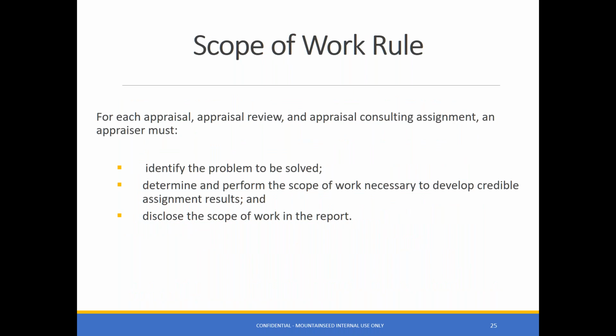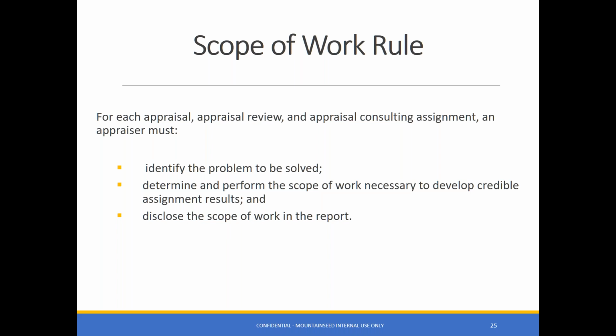Scope of work rule. This is pretty basic, however, very important, because what really determines what's going to be in an appraisal is the scope of work, right? We have to determine what the problem to be solved is, determine and perform the scope of work necessary to develop credible assignment results, and then disclose that scope of work in the report. So what really drives what an appraiser is going to do in an appraisal report is that initial determination of what's the problem to be solved, what's our appraisal problem, and what do I have to do to get credible assignment results.